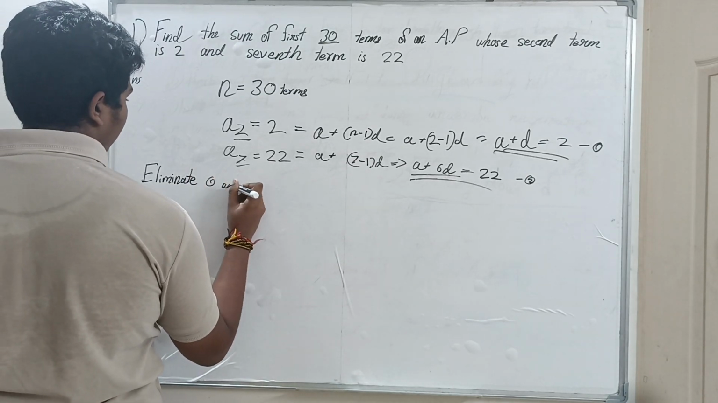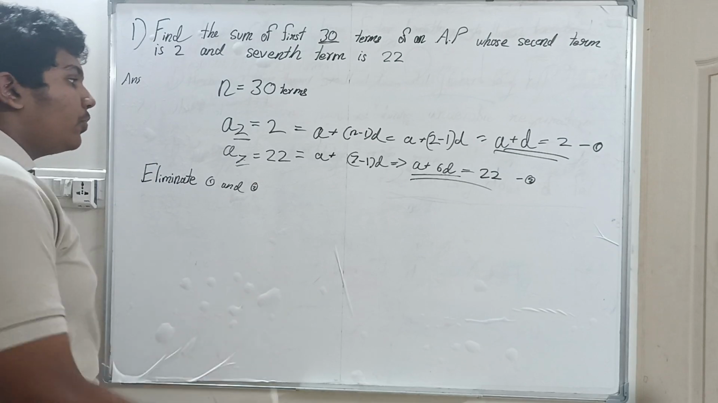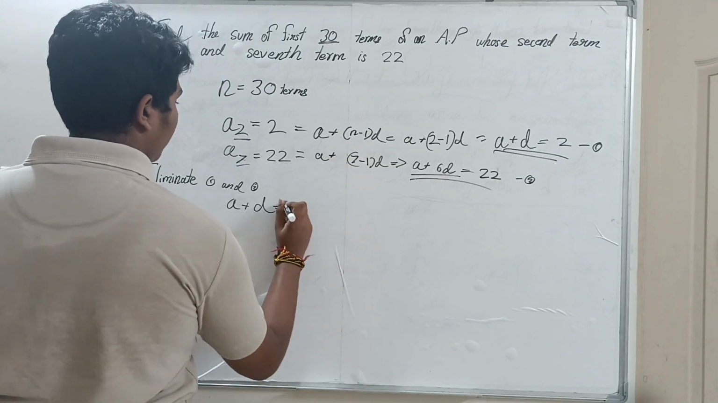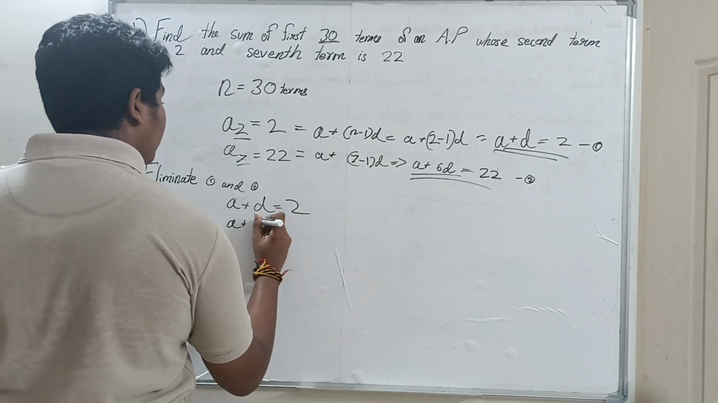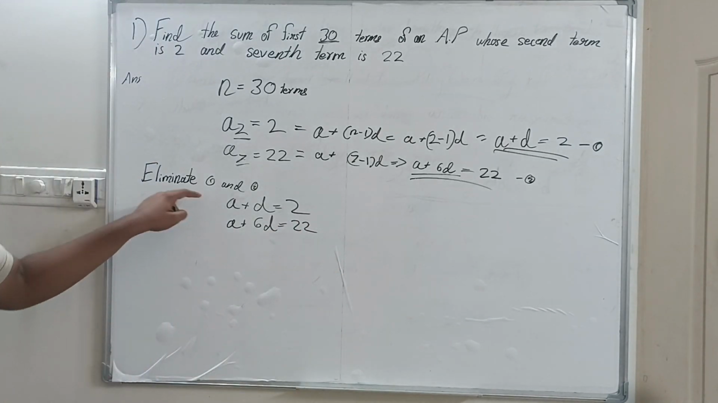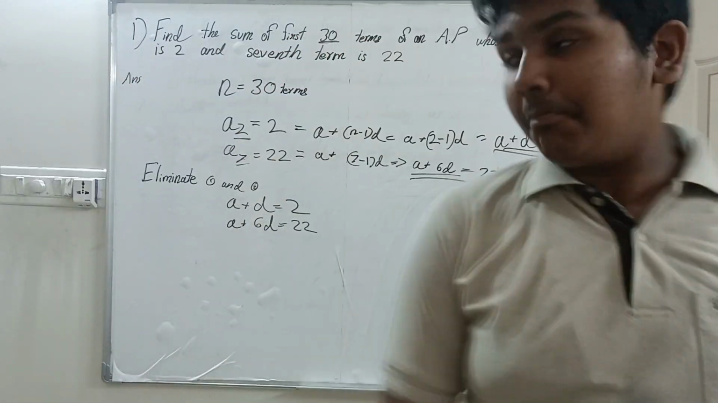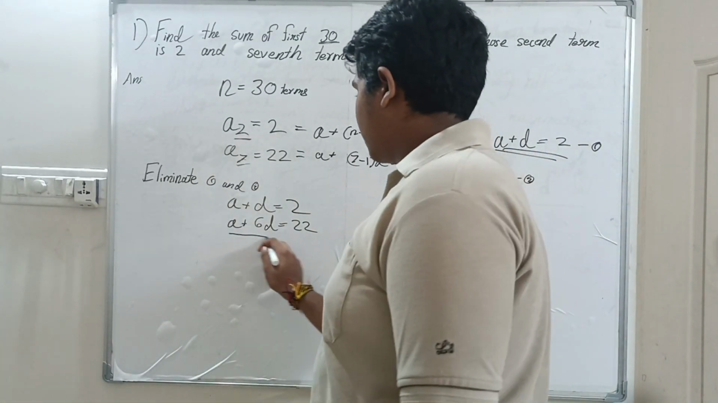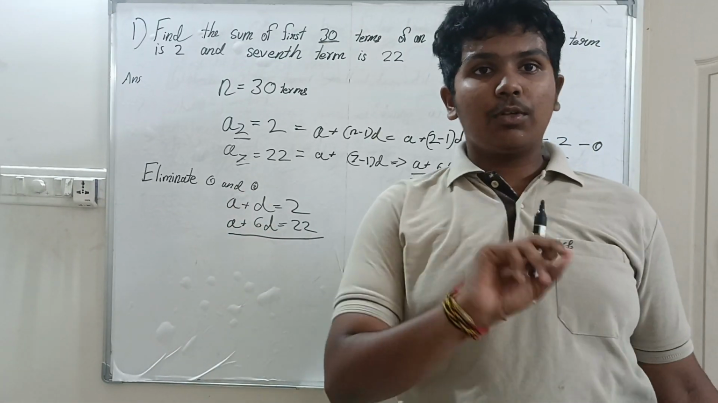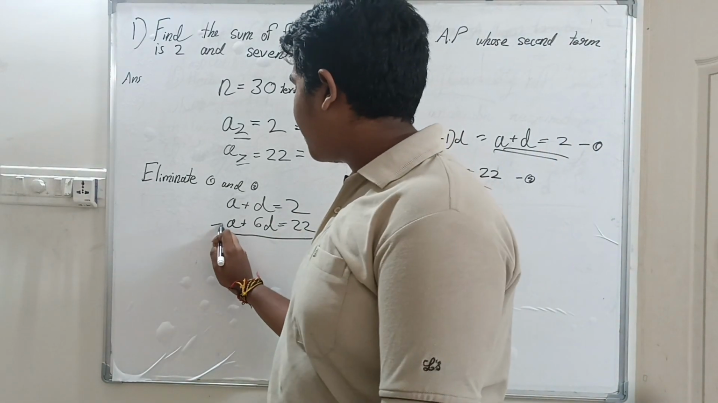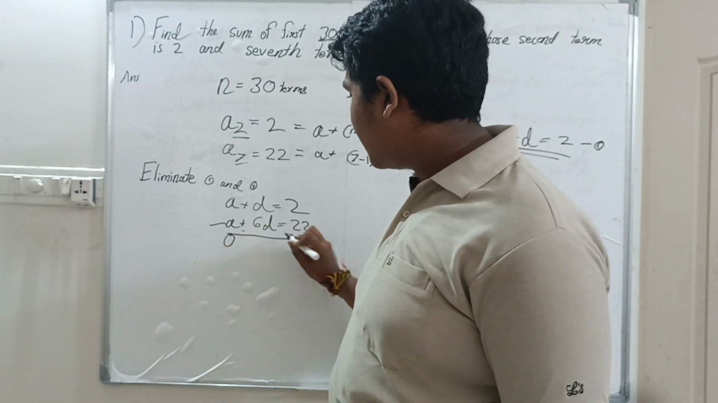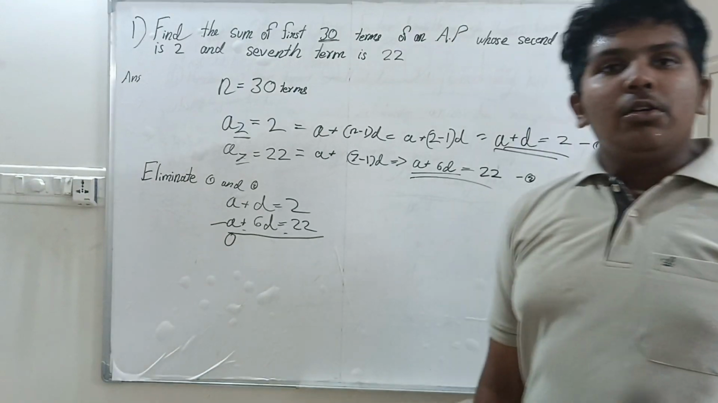Equation 1 and 2. So how do you do it? a plus d is equal to 2 and a plus 6d is equal to 22. Now these two a's are common, right? To make them 0, you have to put positive or negative. Both of them are positive, right? So to cancel it, put a negative. So you have to subtract. So this will be 0. Here it will become minus, here also minus.